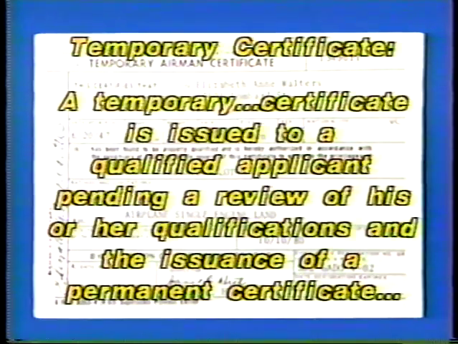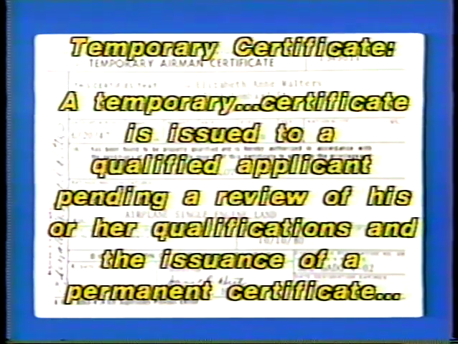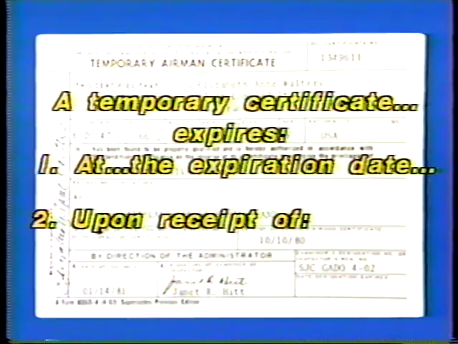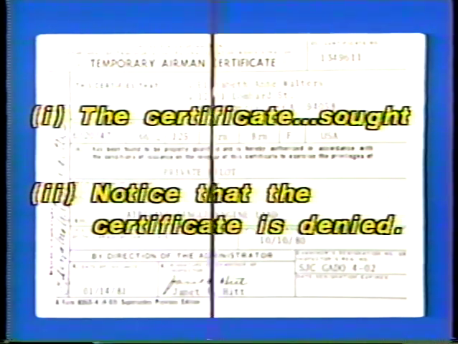A temporary pilot or flight instructor certificate, or a rating, effective for a period of not more than 120 days, is issued to a qualified applicant pending a review of his qualifications and the issuance of a permanent certificate or rating by the administrator. The permanent certificate or rating is issued to an applicant found qualified, and a denial thereof is issued to an applicant found not qualified. A temporary certificate issued under paragraph A of this section expires at the end of the expiration date stated, or upon receipt by the applicant of the certificate or rating sought, or notice that the certificate or rating is denied.